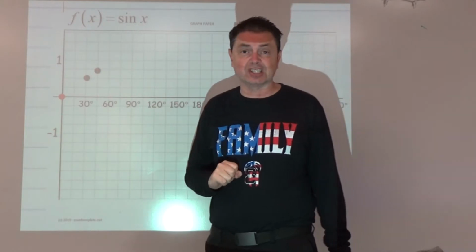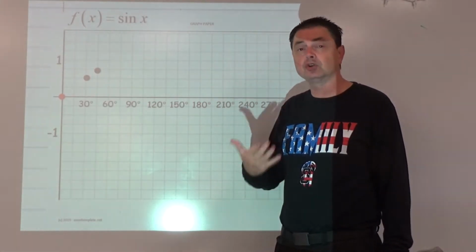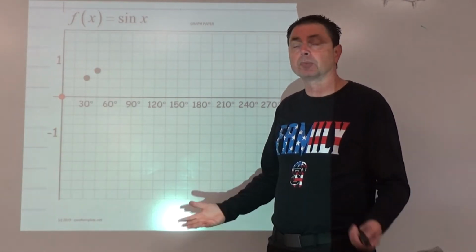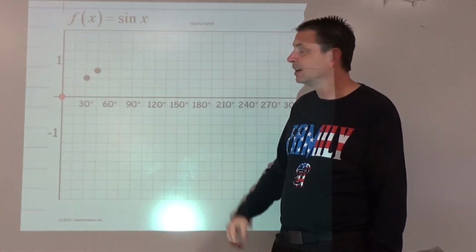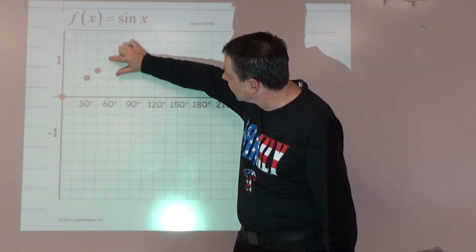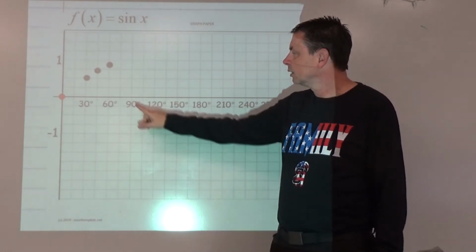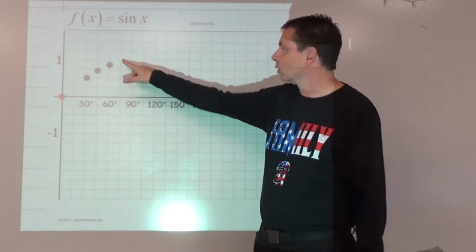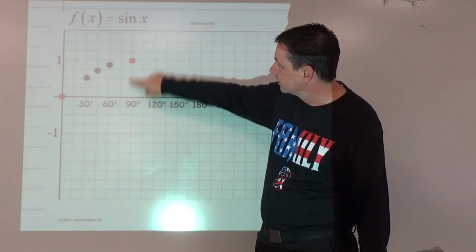All right, the next one is 60 degrees. The sine of 60 degrees is the square root of 3 over 2, because that's the y coordinate. Once again, if we approximate that, type that in on a calculator, square root of 3 divided by 2, we get about 0.87. So it's pretty close to halfway between the third and the fourth mark. 90 degrees, the sine of 90 degrees is 1. That's the y coordinate, so we're going to put a point at 1. There's that 90 degrees right there.